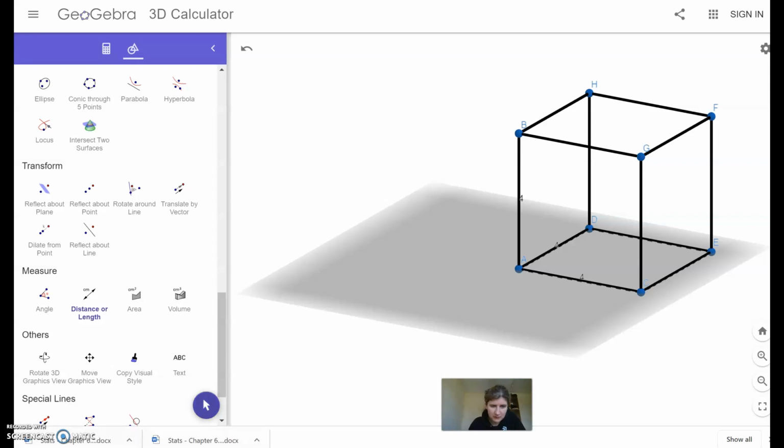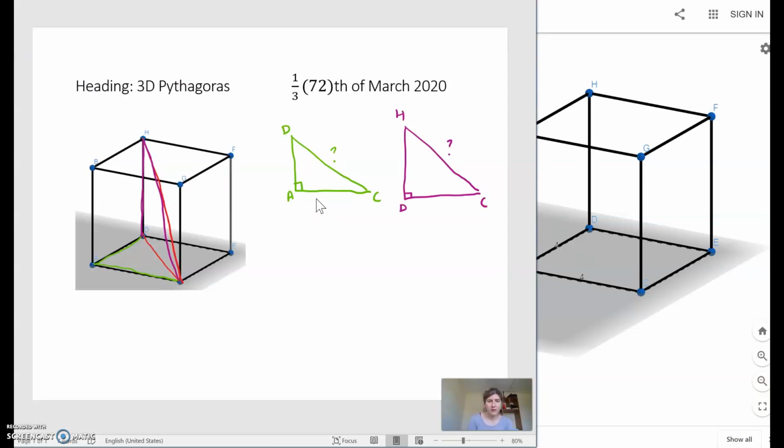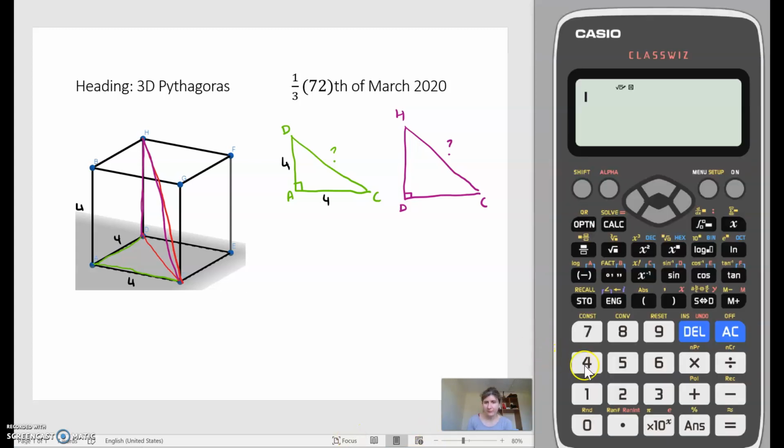All right, back on the Word document. We found that this side has a length of 4, the height is 4, the length is 4, the width is 4. From here we know that A to D, the one along the bottom, is 4. A to C, the one down the bottom, is 4 as well. Then we can find the length of the hypotenuse. Remember, we're adding them together. We have 4 squared plus 4 squared, which gives us 32.